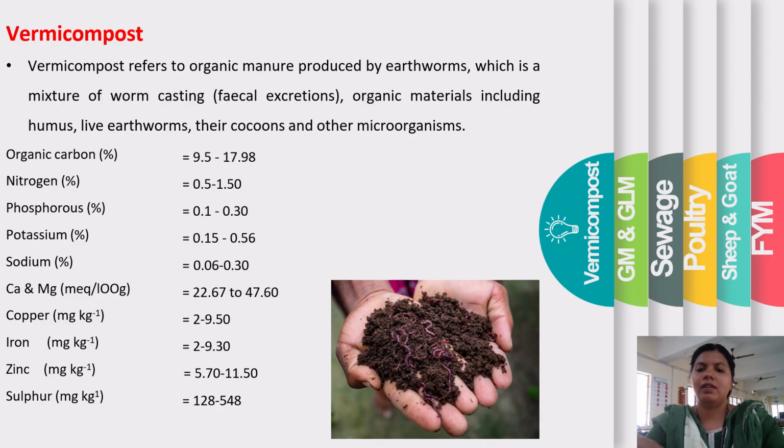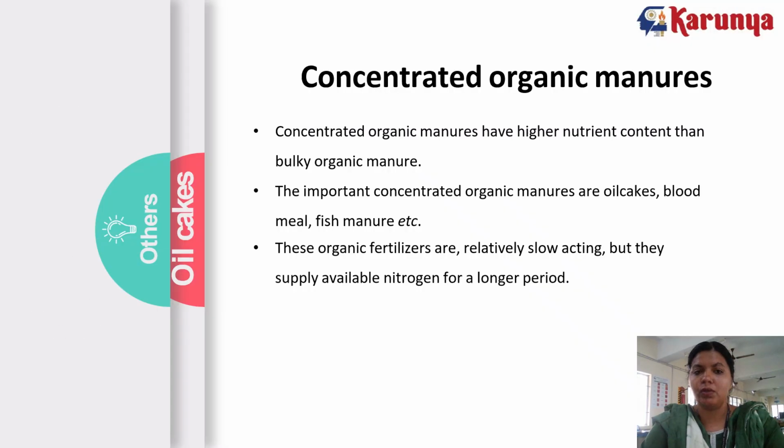So in a vermicompost pit, after dumping the partially decomposed farm waste, we have to release earthworms in it. These earthworms will feed on those organic materials, and the fecal excretion of the worms we call vermicast, and that cast is called vermicompost, which is a very good source of nutrients to the crop plants. And then comes concentrated organic manures.